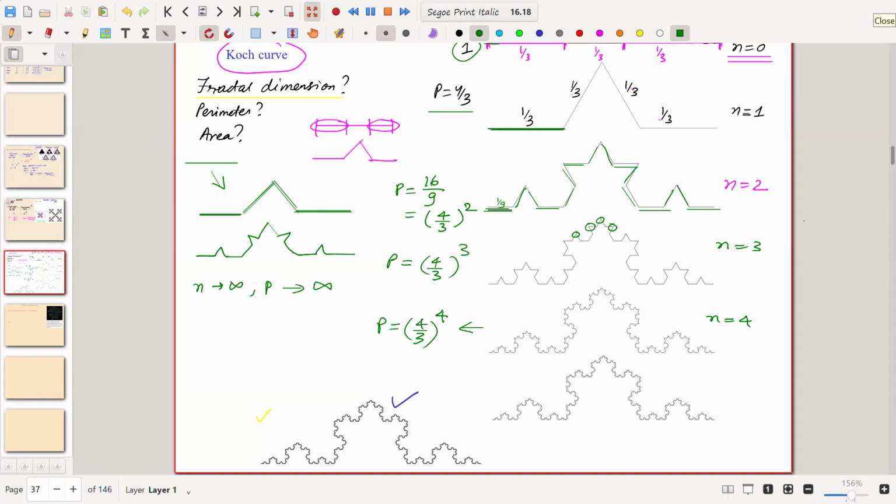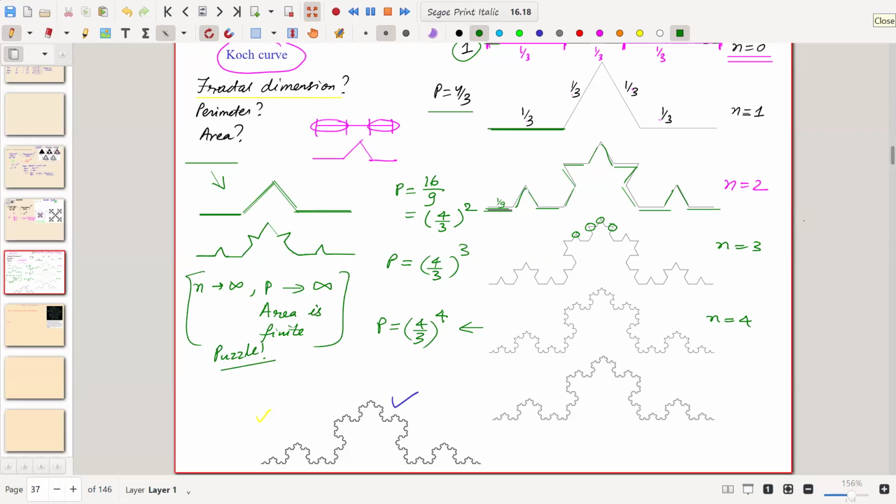But the perimeter is going to infinity, but the area is finite. Is the area infinite? No. The area is not infinite, but the perimeter is infinite. So the perimeter goes to infinity, but the area is finite. So this is the puzzle.